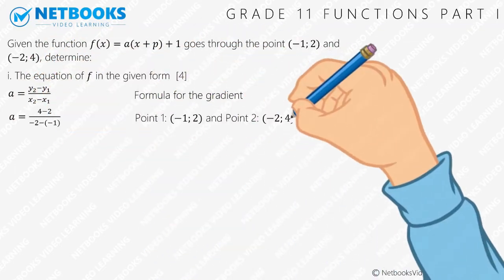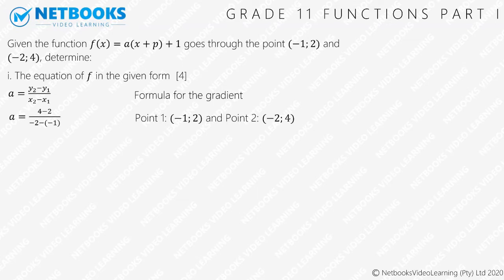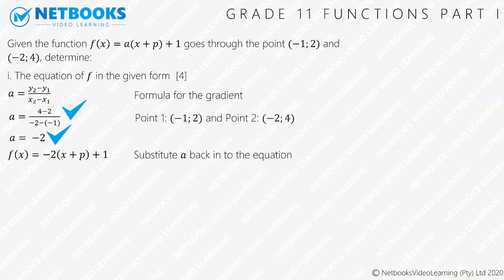We substitute the x and y values for the 2 points. You get a mark for substituting the points correctly into the gradient formula. We can solve for a, and we get a value of negative 2. This is worth a mark. We can substitute a back into the equation.